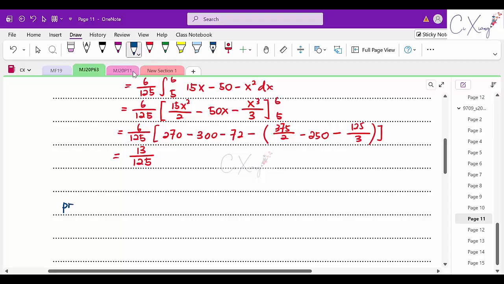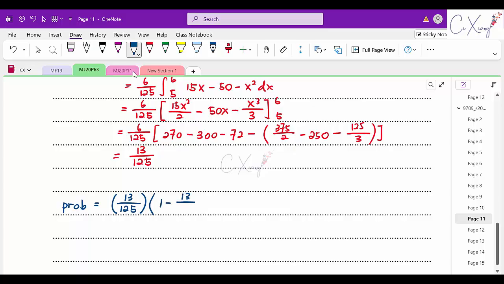To find the probability, maybe the first worm is less than 6, so 13 over 125. Then the second worm is not less than 6, so 1 minus 13 over 125. So this is worm number 1, this is worm number 2. Then for your understanding, this one is x smaller than 6, that means the length less than 6. Then for the second worm, the length is not less than 6. Okay, therefore I have to take 1 minus less than 6. This is first worm, second worm.